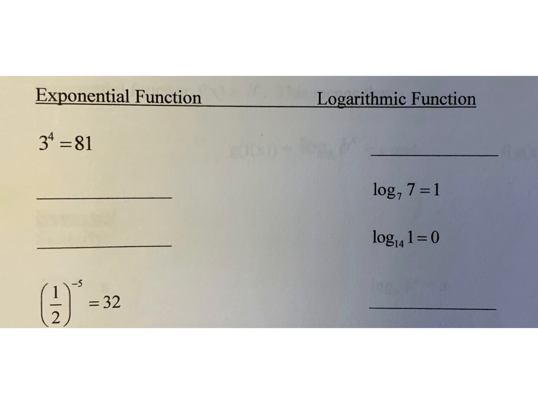The base in the first problem is 3. So make your little loop, or your swooshy. So this becomes log base 3 of 81 equals 4. My base here is a little 7, so 7 to the first power equals 7. 14 is my base, so 14 to the 0th power equals 1.